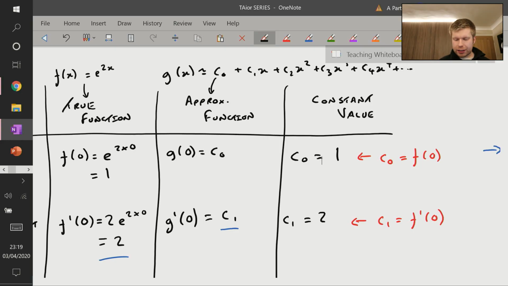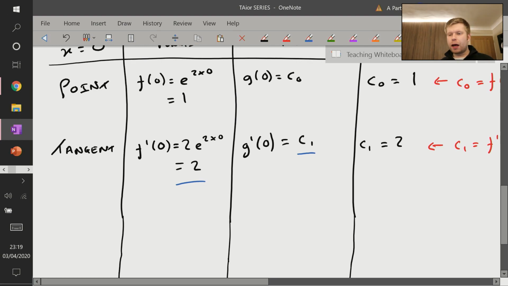Well, hopefully you can see that the next thing up which I can consider: we've got a point, we've got a tangent, which is just a straight line. Next thing up would be like the parabola. We need to make sure if we try and fit a parabola that it should be the same on my true function as it is on my approximation function. So let's have a go at this.